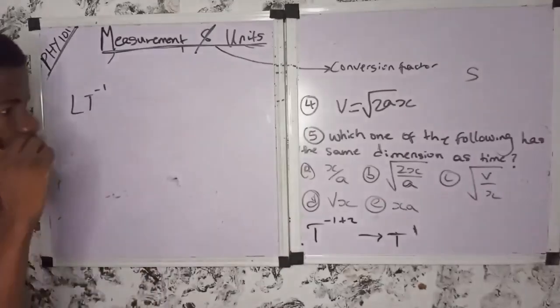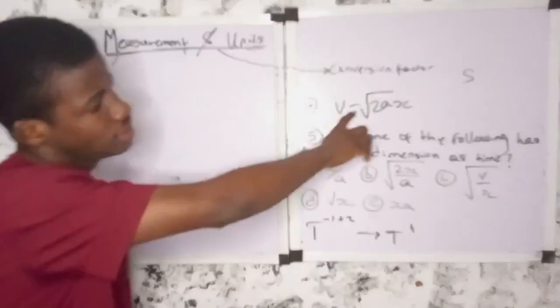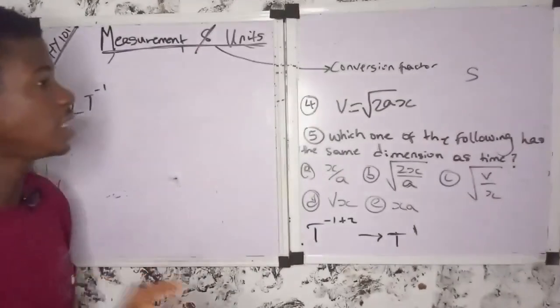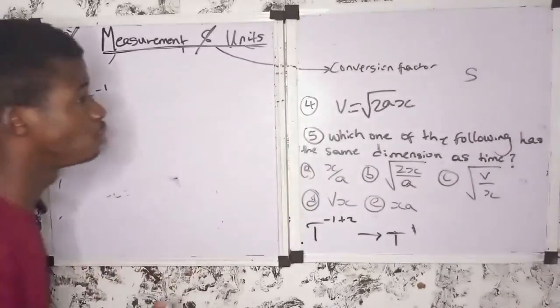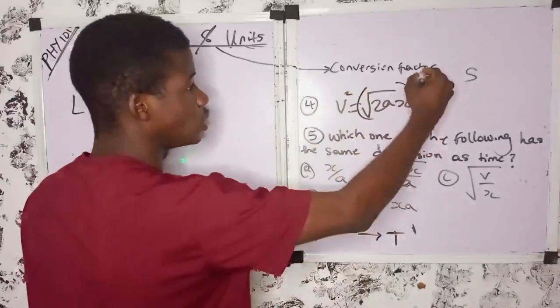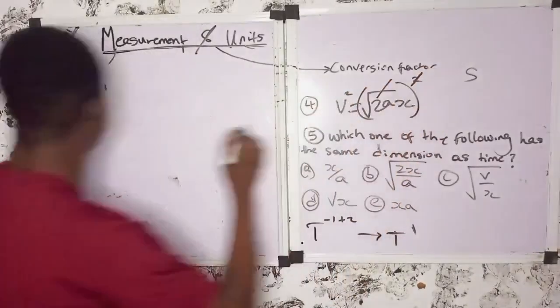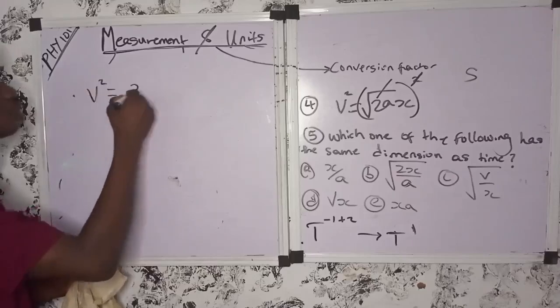Okay, so let's break it down because of this square root. Let us not affect it. So let's remove the square root. Now, how can we remove the square root? By taking the square of both sides. We take the square of everything. This square cancels the square root, so we'll be left with v squared equals to what?